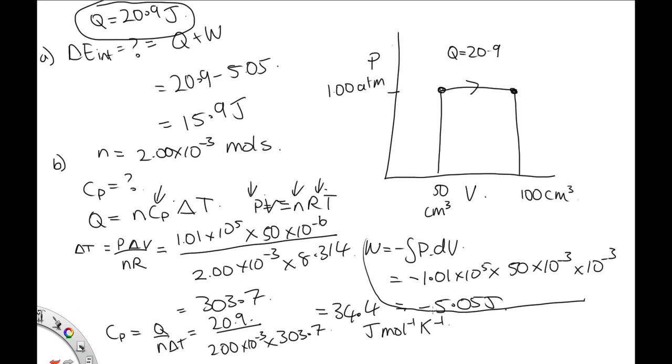Okay, and finally, part C, we were asked for Cv. The easiest way to do this is to realise that Cv is equal to Cp minus R. So all we need to do is take off R from this, which is 8.314. 34.4 minus 8.314 gives us 26.1 joules per mole per Kelvin. So that's the answer to part C.